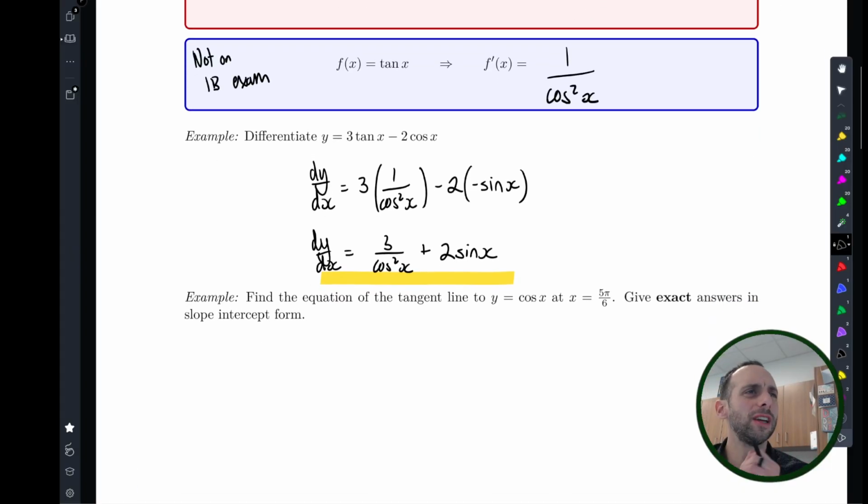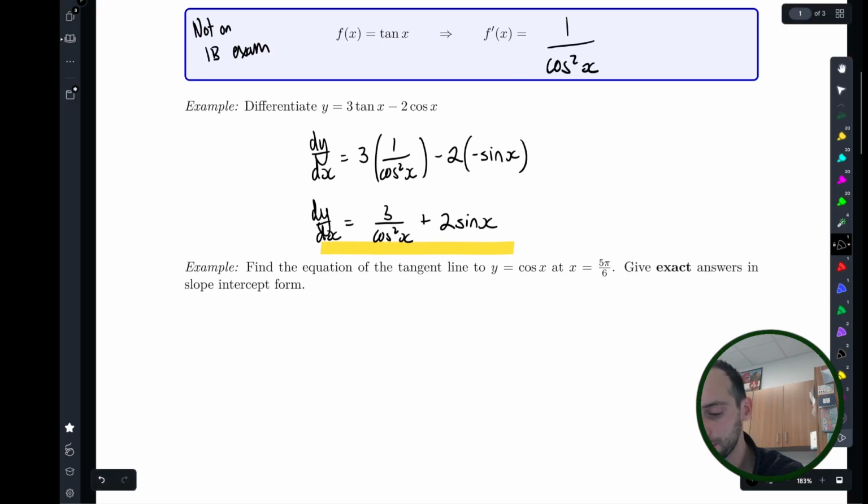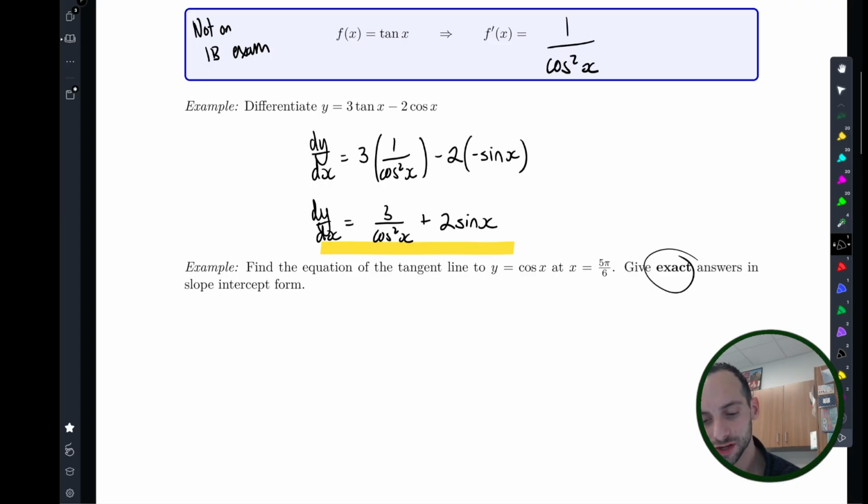Folding in a little more of the end of Unit 5 here, we're asked to find the equation of the tangent line at x equals 5 pi over 6 and give our answers in slope-intercept form and keep them exact. Okay? So we know that for a tangent line we need a point and we need a slope. We'll start work on the point part first. We know that x is 5 pi over 6. In order to get the y, we're going to have to evaluate that cosine function at 5 pi over 6.